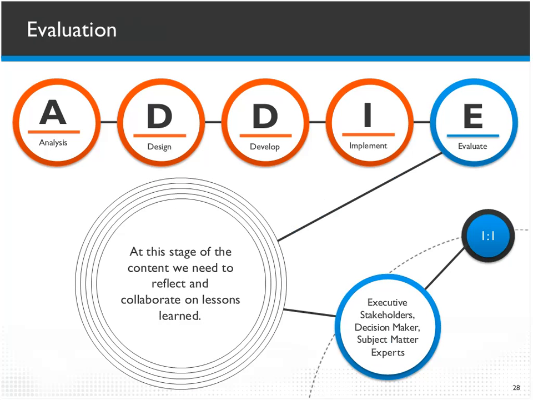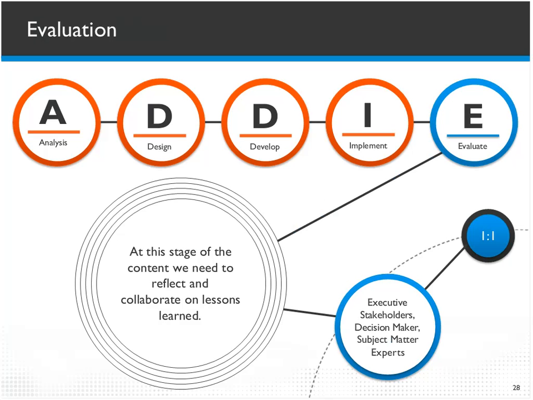And last, we go through the evaluation. Now, evaluation is never, ever just at the end of ADDIE. Typically, when I draw out the ADDIE diagram, there's a little tiny E in between each of the rest of those letters. Evaluation is something that we need to do at the end of the analysis phase to make sure that the analysis that we did is accurate.